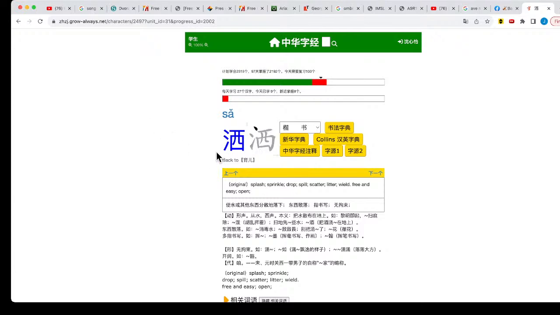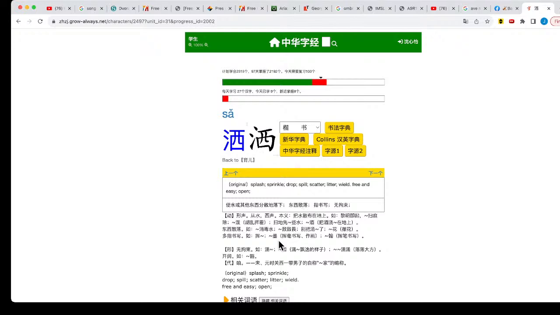Alright, so let's start. Today's first character is 洒. So 洒 originally means splash, sprinkle, spill, drop water, scatter water, or scatter other things. 撒种子 means you are spreading seeds, and you also use this 洒. But the original meaning is spreading water, splashing water, sprinkling water.